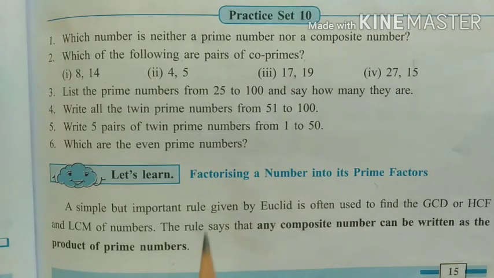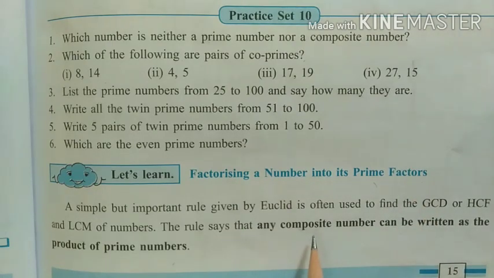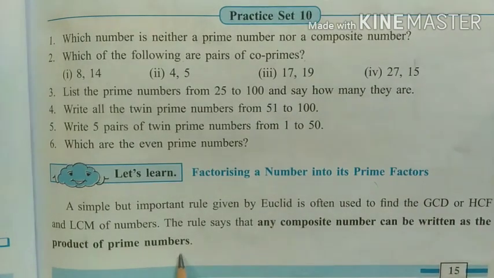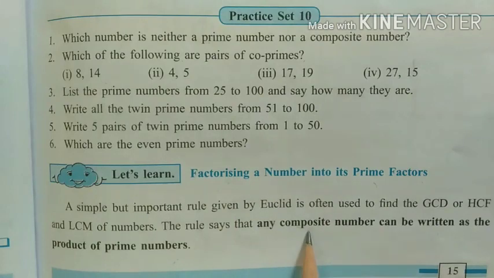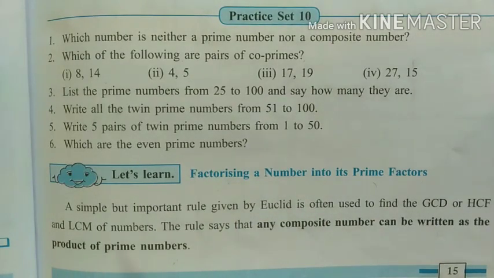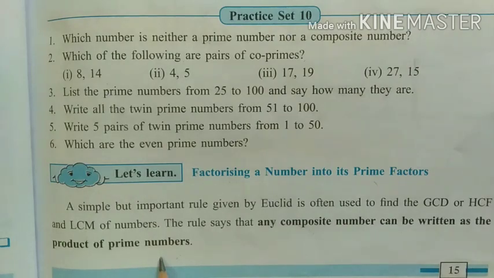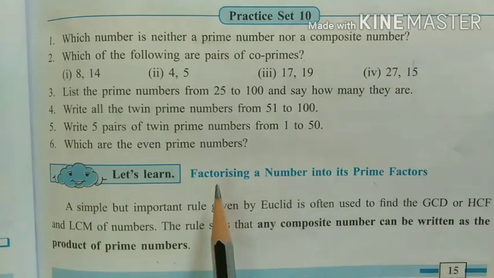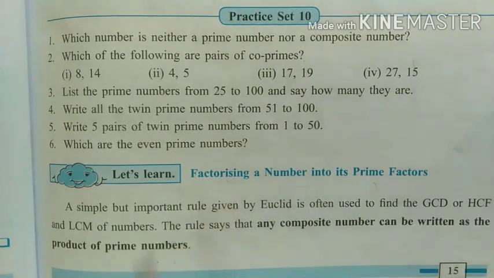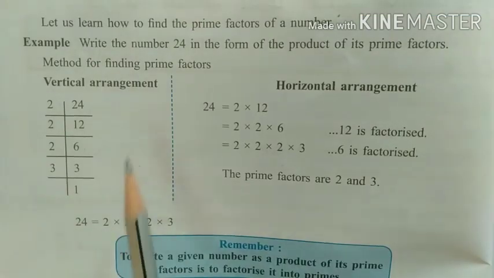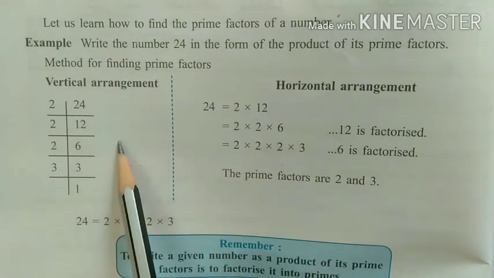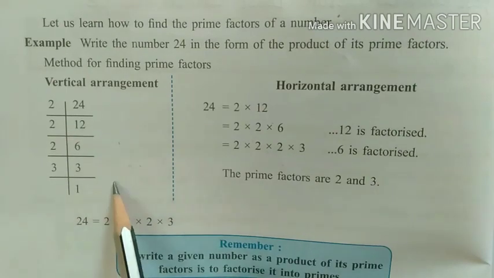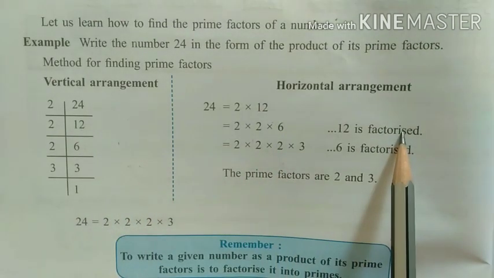Next part of the lesson is factorizing a number into its prime factors. It means any composite number can be written as the product of prime numbers. Factorizing means writing the composite number in terms of a product of prime numbers. Already we have cleared the concept of prime and composite. With the help of that, we have to find the factorizing of a given number. There are two methods: vertical arrangement and horizontal arrangement.